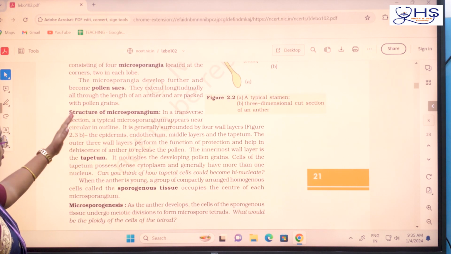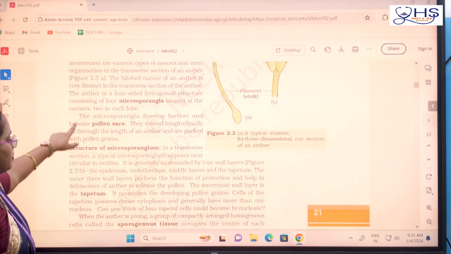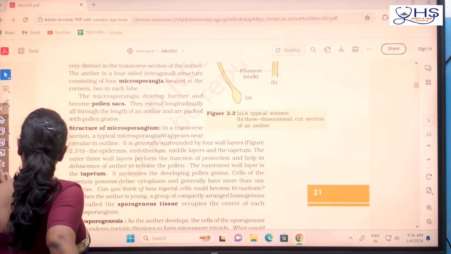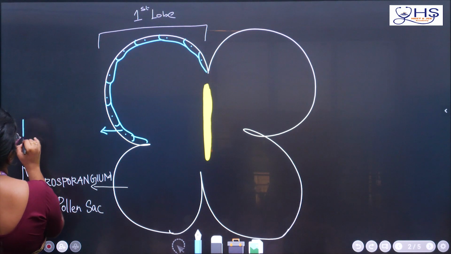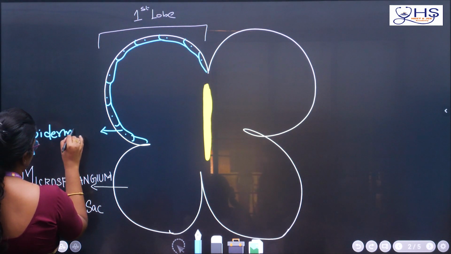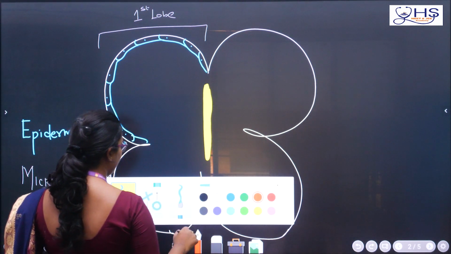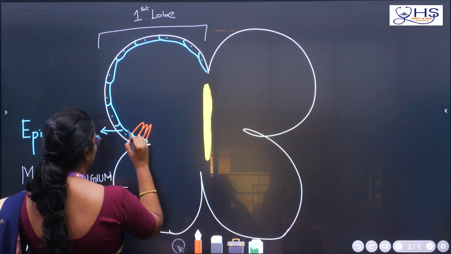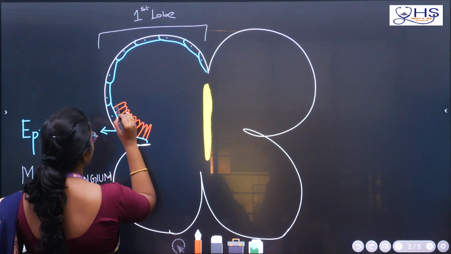Before microsporogenesis, now we are going to learn the notes part for this particular paragraph. Only for this particular paragraph we are going to learn. The outermost layer of the anther is called epidermis. The second layer from outside to inside is compactly arranged. These are the radiating cells.